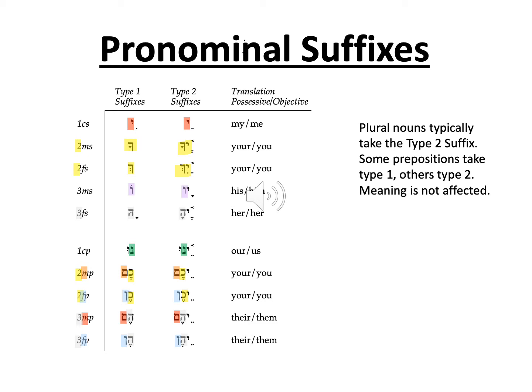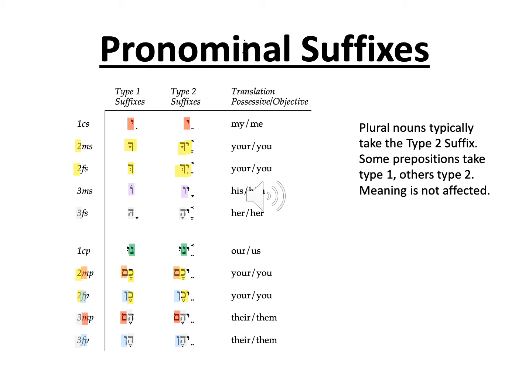If a suffix is yod, it is first person. If a suffix has a kaf, it is second person. Not just second person singular, look down at the bottom half of the chart. Even in the plural, a kaf in the suffix means second person. Drill that into your head. A kaf suffix, second person.